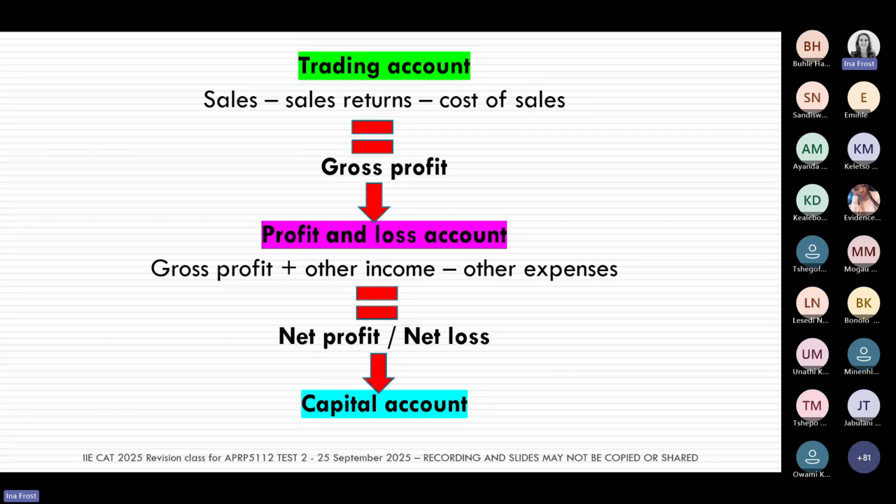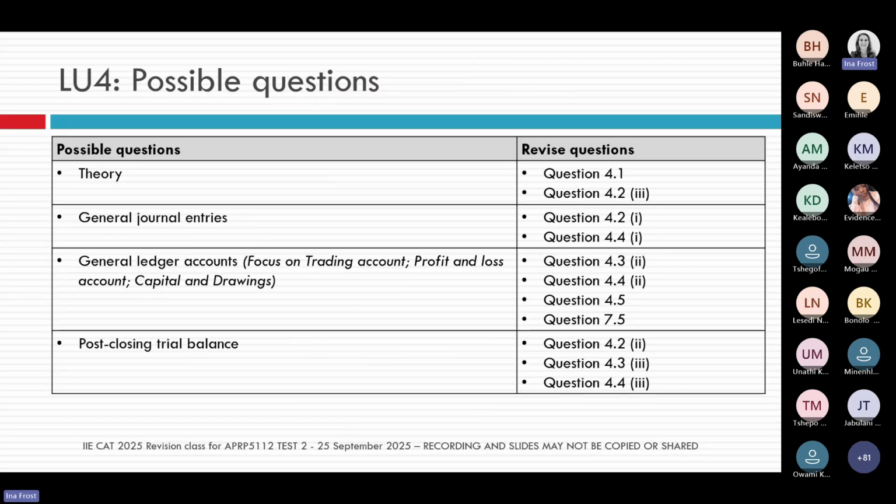Here is a summary of all the different types of questions and where you can revise them in your textbook. Those are all textbook questions. This last one, 7.5, is from the question bank as well, so there are also question bank questions on this topic. Remember, today we didn't cover the general journal entries, but we can test you on the general journal as well. So please make sure you include questions 4.2 and 4.4 as part of your revision.